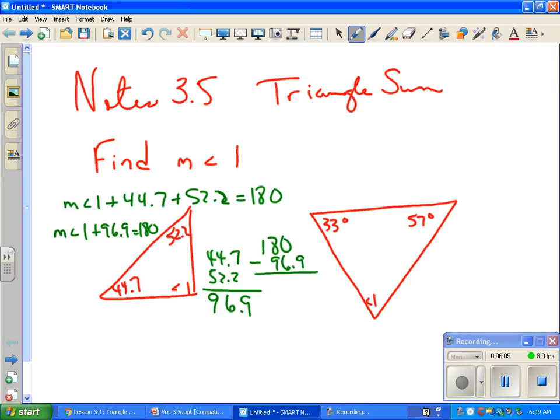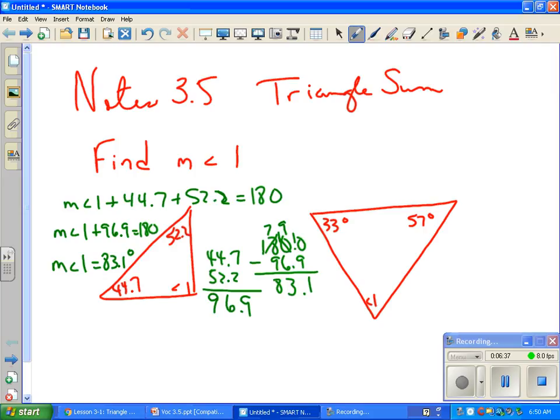Now in order to subtract, we need to add a decimal point and a 0. Let's borrow from the 8, which turns that into a 7 and gives it to the 10. And let's borrow from the 10 to give to the first column to make it 10. So 9 from 10 is 1, 6 from 9 is 3, and 9 from 17 is 8. Bring your decimal straight down. So the measure of angle 1 is equal to 83.1 degrees. Don't forget that degree mark.